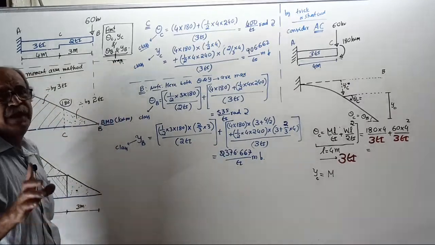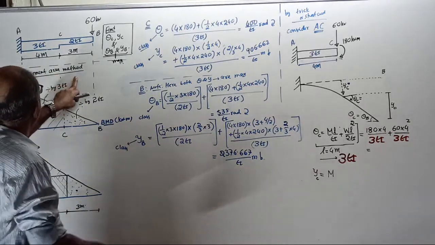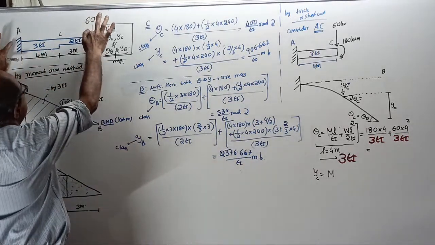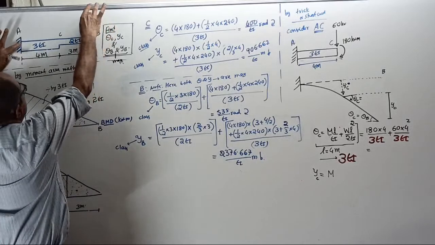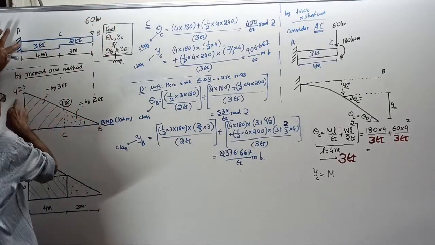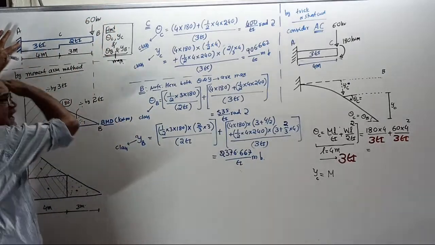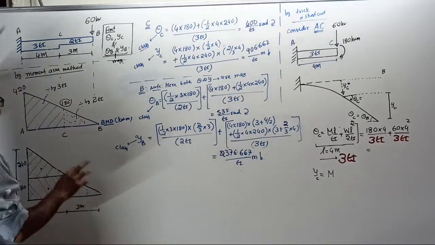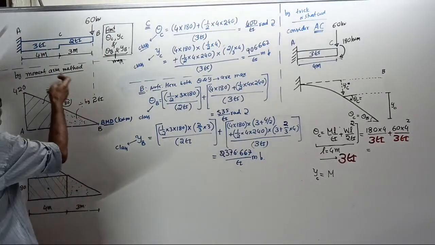Start, little high speed. Moment area method. Draw the BMD. Zero BM here, and here BM is 60 into 7, 420. Join by a straight line. Okay, next. Now, we want to use this BMD.